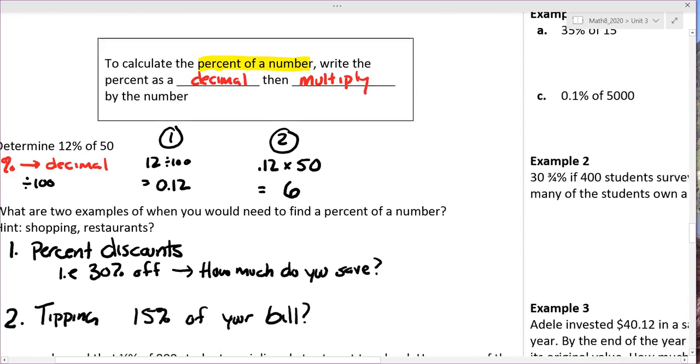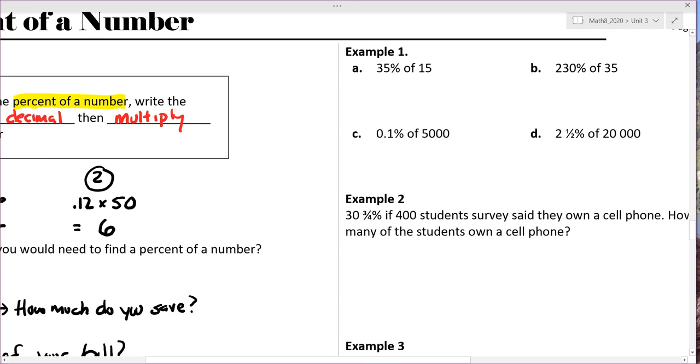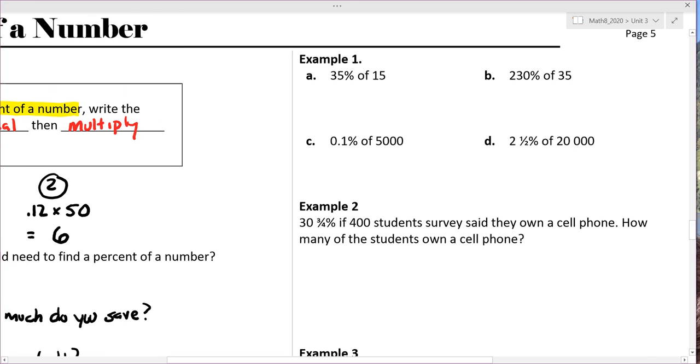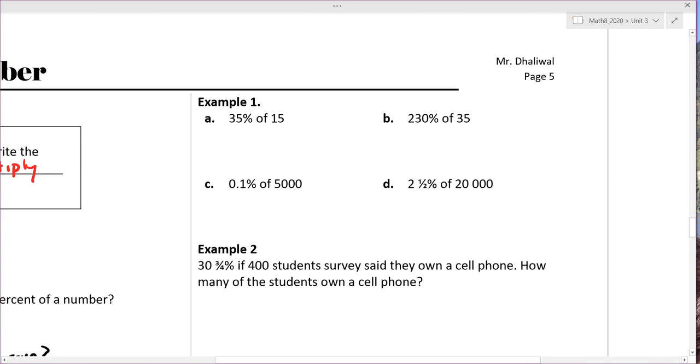So let's do a few examples here. All right, example 1. So what's 35% of 15? Step 1, turn that 35% into a decimal. We divide by 100, move the decimal 2 places to the left. 0.35 of 15, times 15. You get 5.25. I'll write that down in a second.